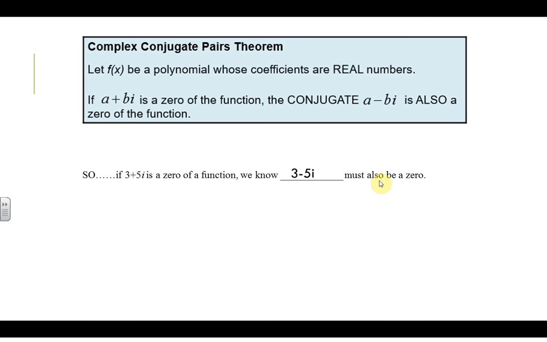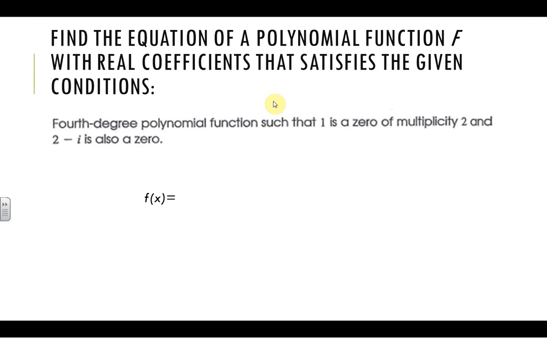Remember, the conjugate is just the change of the sign in the middle, not the constant in front. The 3 stayed positive. It was the sign in the middle that changed. So let's use this. Let's find the equation of a polynomial function with real coefficients that satisfies the given conditions. We know that it's 4th degree, and that 1 is a 0 with a multiplicity of 2, and 2 minus i is also a 0.